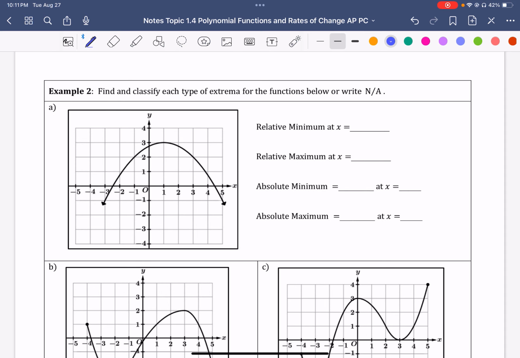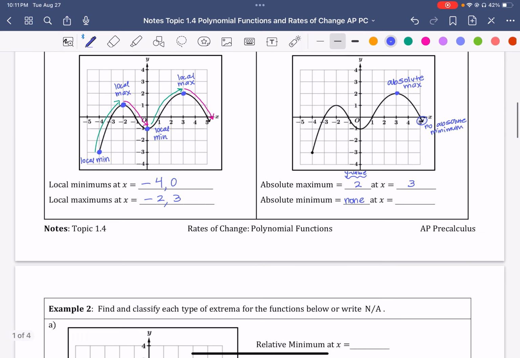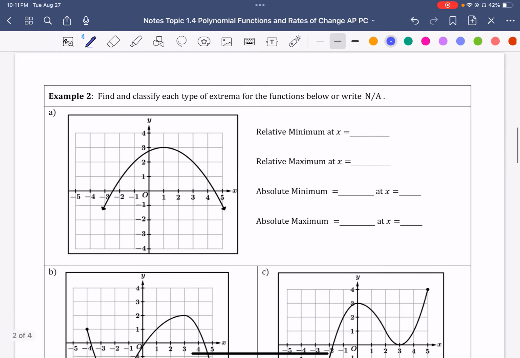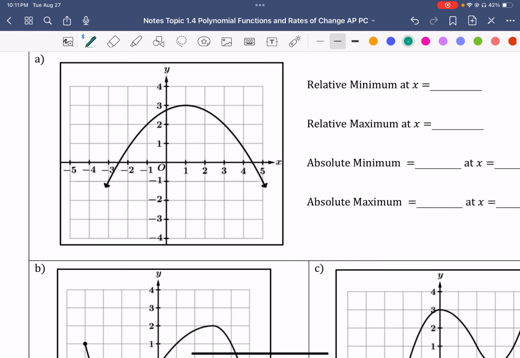So for example 2, you're going to start off the same way that we did the other one, which is labeling when you go up and when you go down. So when you start off on the left, I see that I'm going up until about there, and then my direction changes and I'm going down, which means that right in the middle, I have some kind of extrema. Specifically, it is a maximum.